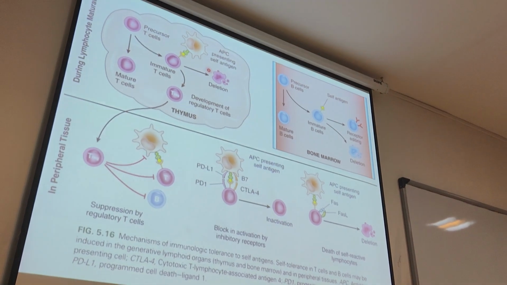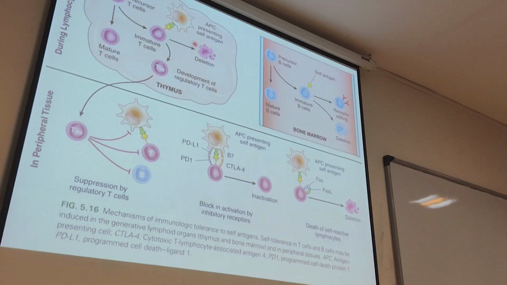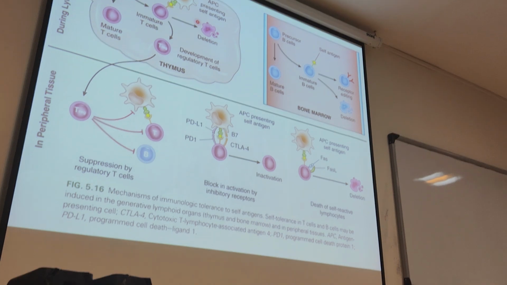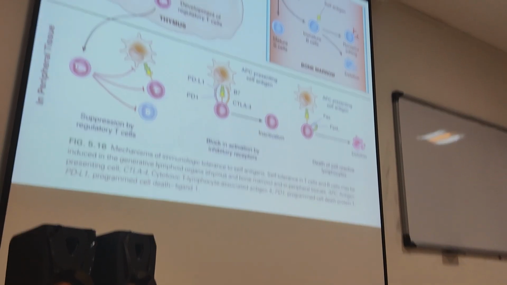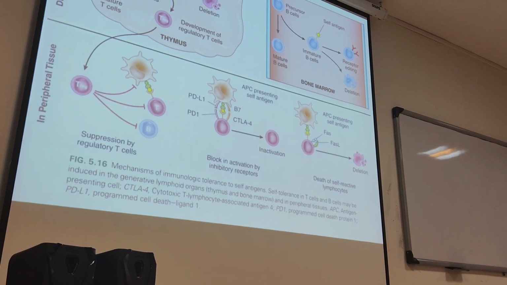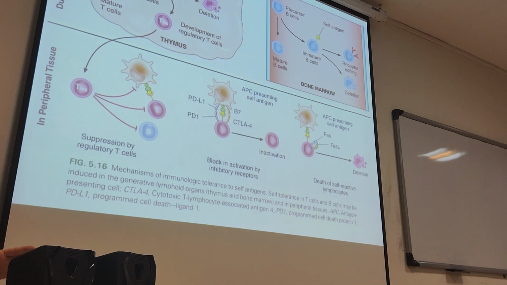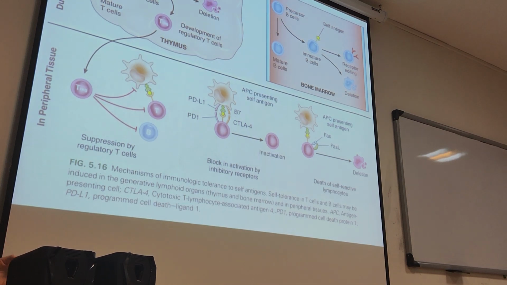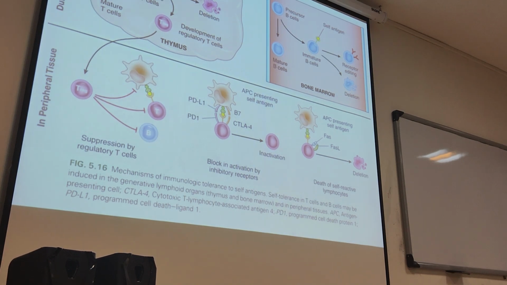So we have some APCs in the thymus, and these APCs present a large amount of self-antigens to the immature T cells, and after that we have apoptosis of these T cells. So first we may have apoptosis of T cells, okay? What about B cells? What happens to the B cells?